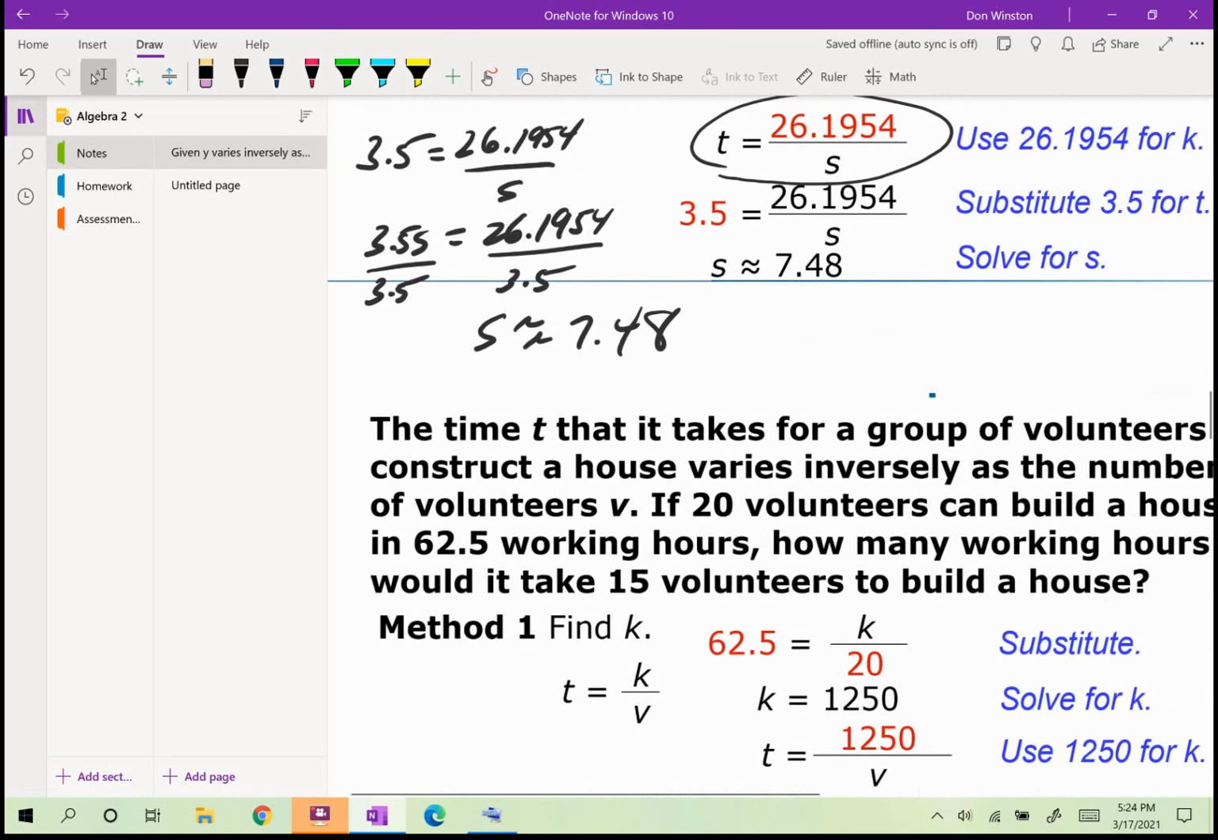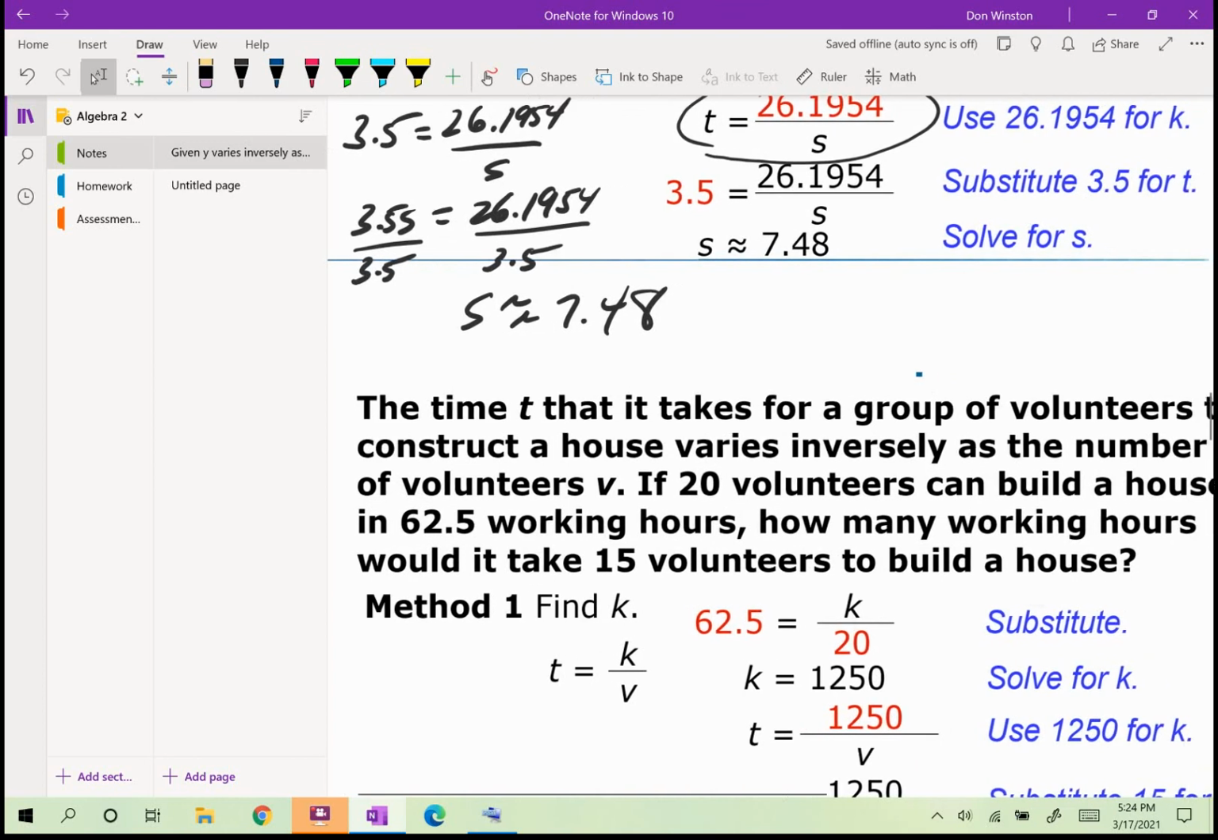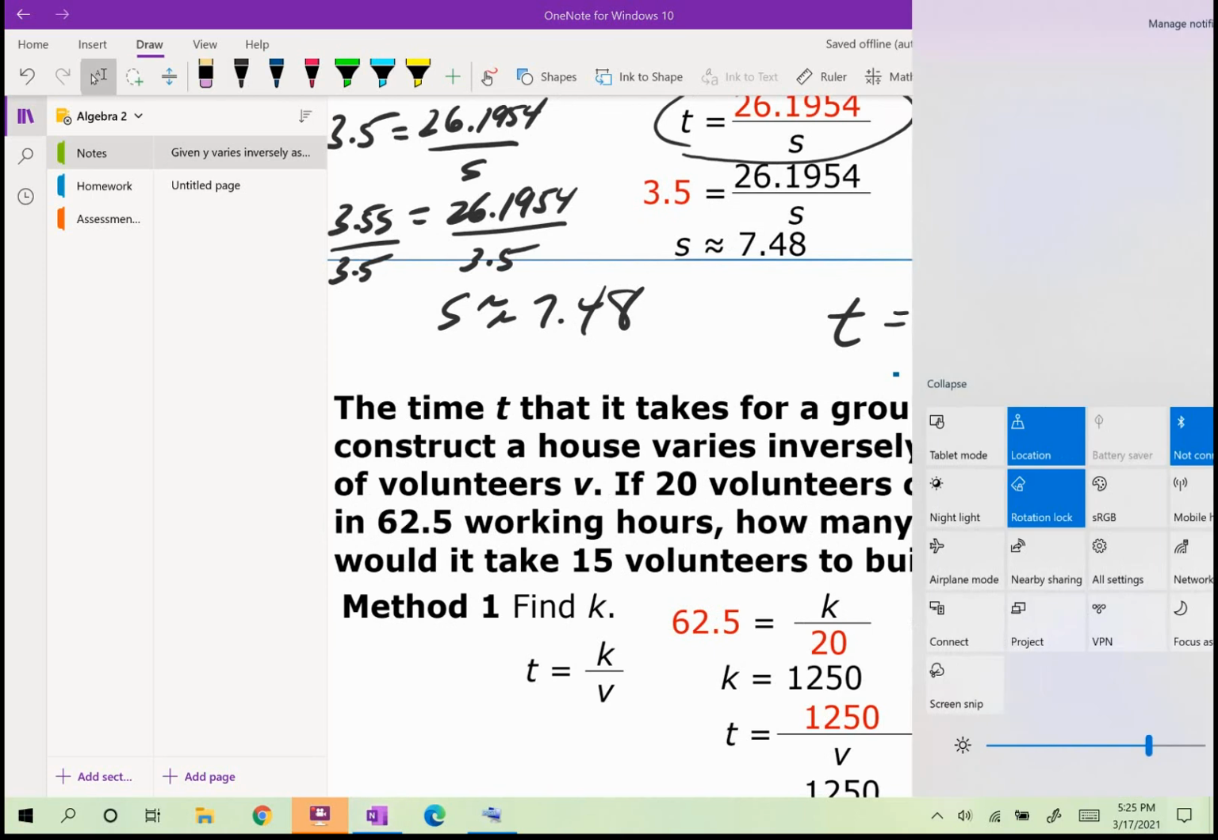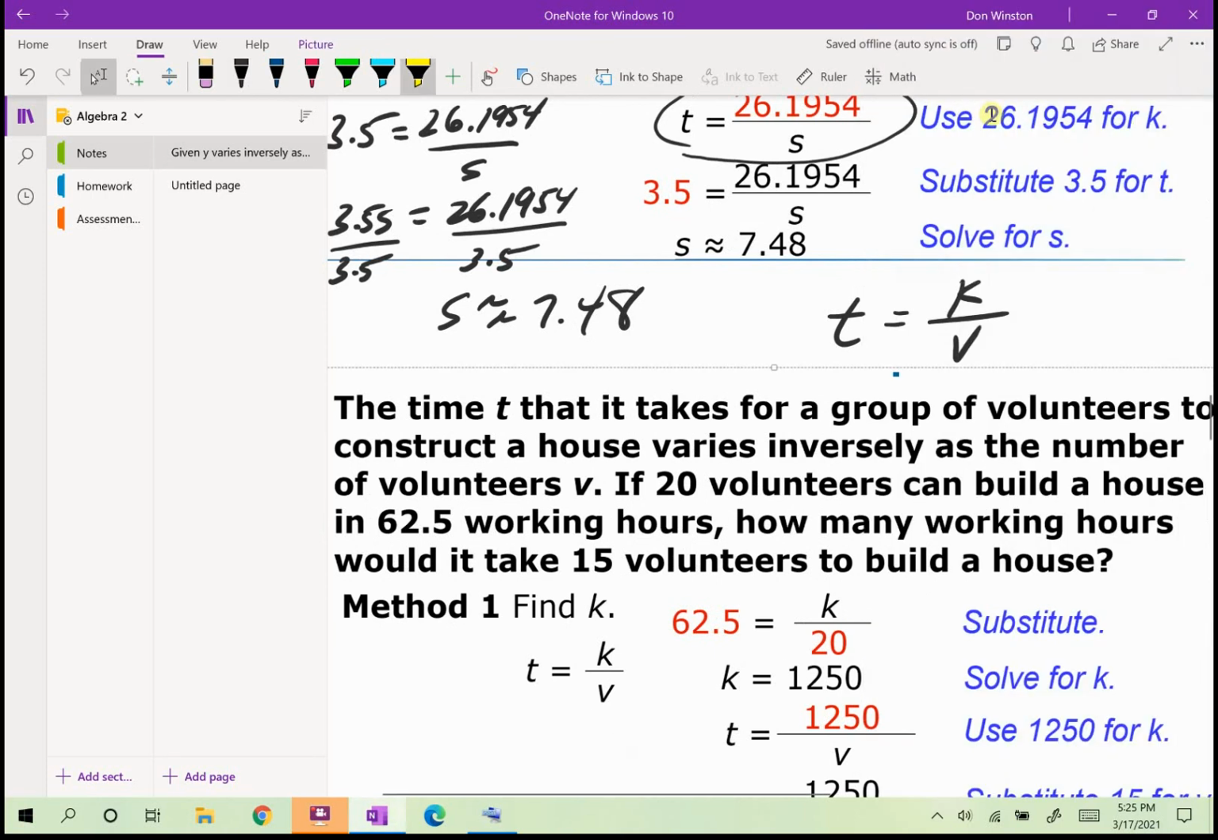Let's look at the next one. The time T it takes for a group of volunteers to construct a house varies inversely as the number of volunteers. So T is equal to k over V. If 20 volunteers, so V is 20, can build a house in 62.5 working hours, so time is 62.5, how many working hours would it take 15 volunteers to build a house?